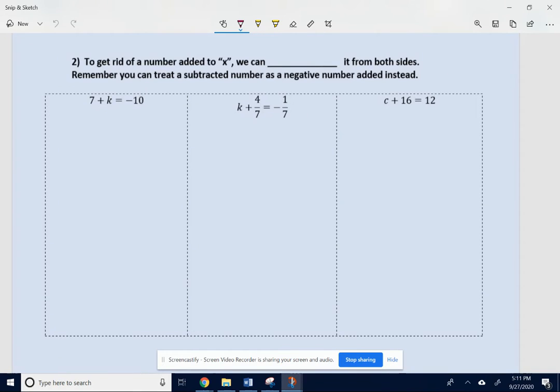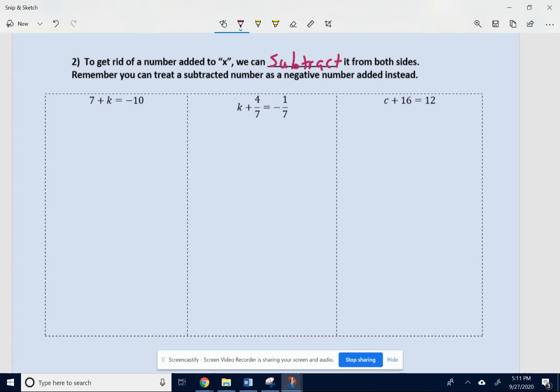Okay, second type of problem. We're going to solve an equation where there's a number added to the variable. To get rid of a number that's added to your variable, we can subtract it from both sides. Now remember, when you have a subtracted number, you could think of it as a negative number that's added. I'll show you an example here in just a second.